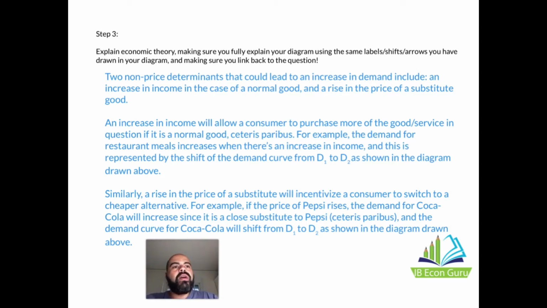An increase in income will allow a consumer to purchase more of the good or service in question if it is a normal good, ceteris paribus. For example, the demand for restaurant meals increases when there's an increase in income, and this is represented by the shift of the demand curve from D1 to D2 as shown in the diagram drawn above. Here I am explaining and referring back to the diagram that I drew. Similarly, a rise in the price of a substitute will incentivize a consumer to switch to a cheaper alternative.